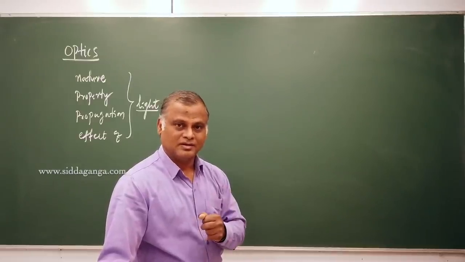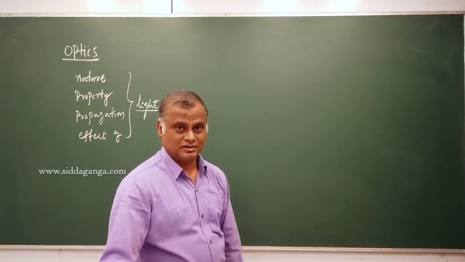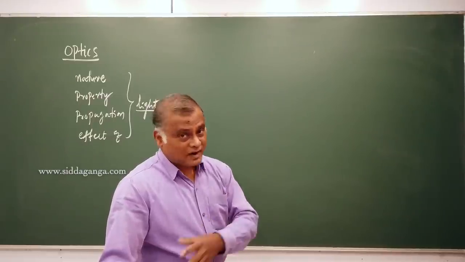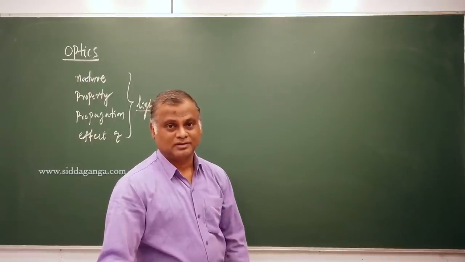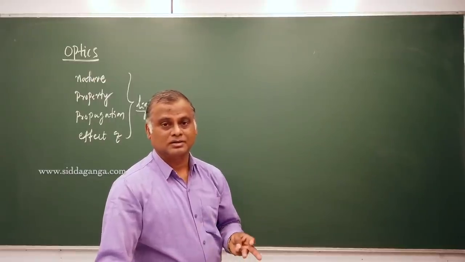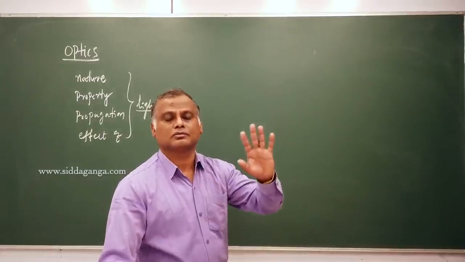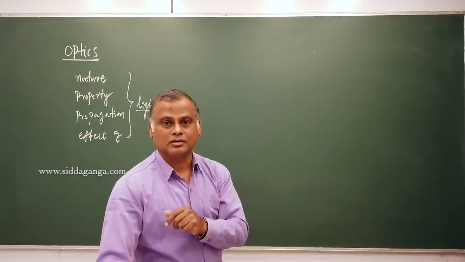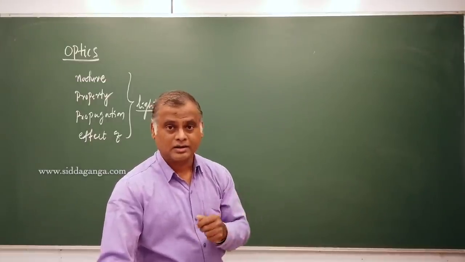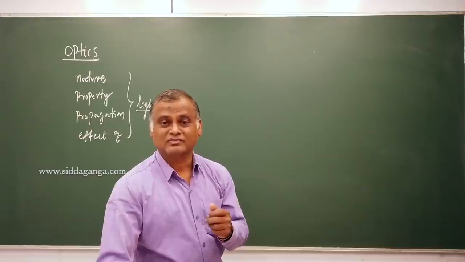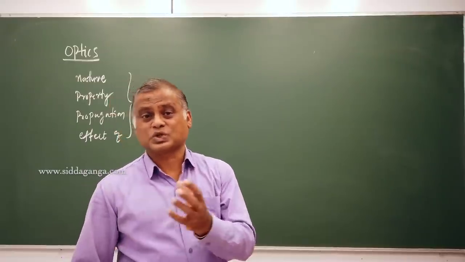A bulb, which can emit light of its own, we call them luminous objects. A source of light which can emit light of its own, like a bulb or the Sun, we call a luminous object. But a book, glass, wood, tree, water, air, do they emit light? No. We call them non-luminous objects.